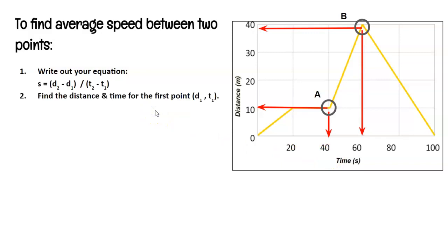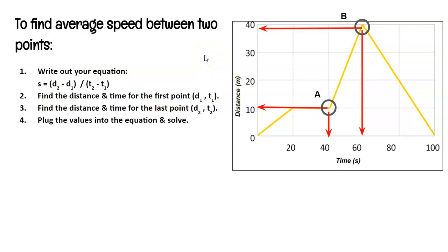Then I find my distance and time for the first point, so d1 and t1. Then I find my distance and time for the last point, d2 and t2, and then I plug my values into the equation and solve. So for example, find the speed between point A and point B. So point A is here, point B is here.